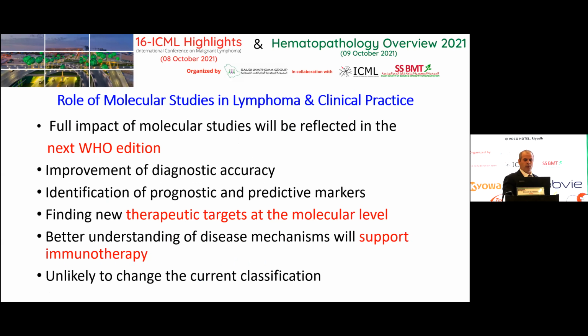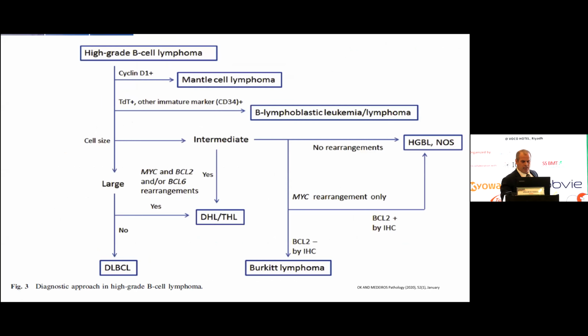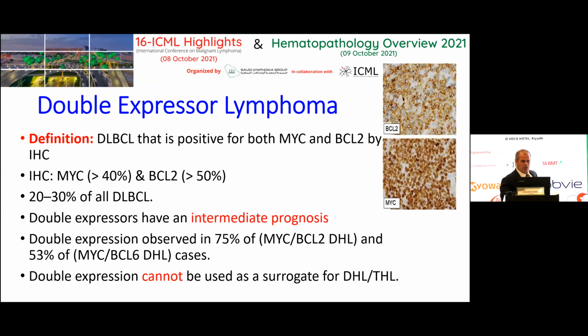As Dr. Turki mentioned, molecular study in lymphoma and the clinical practice is coming soon. The next WHO will have implication of molecular study on patient outcome. The role is in therapeutic target and support the immune stain. So a lot of changes coming based on the next WHO, based on the molecular. And this is how to approach a case of high-grade B-cell lymphoma.